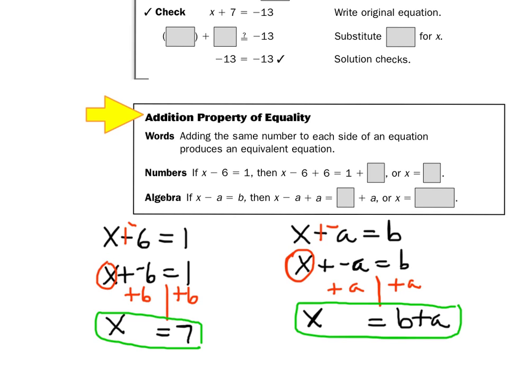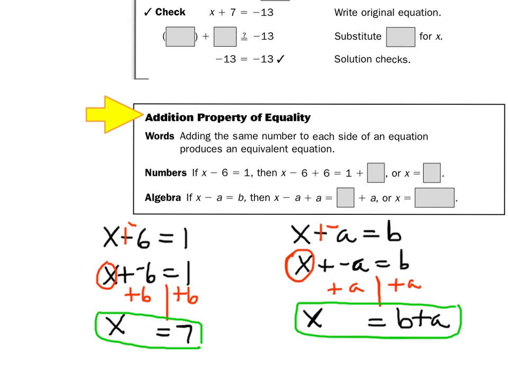And remember, the trick is look at the circle. Look at what's touching the circle. I see adding negative 6. Well, the only way that I can get rid of that negative 6 is to add its opposite, its inverse. I'm going to add positive 6 to both sides of the wall.